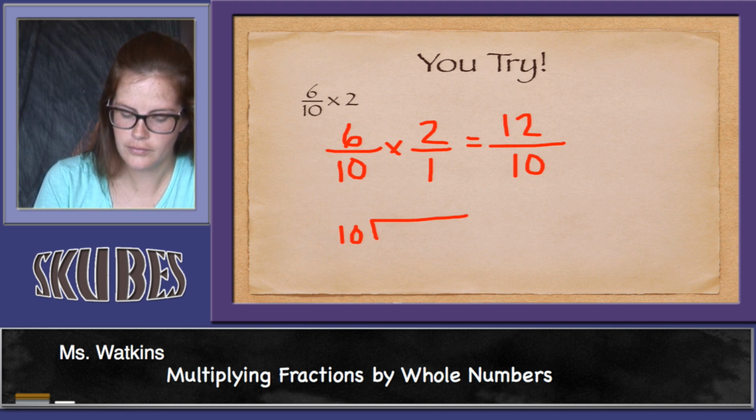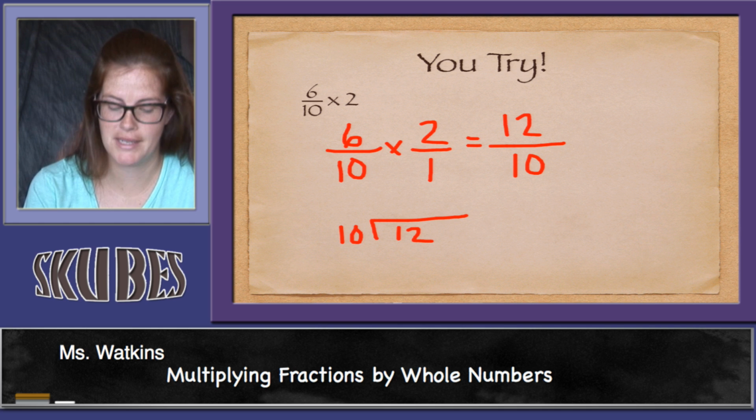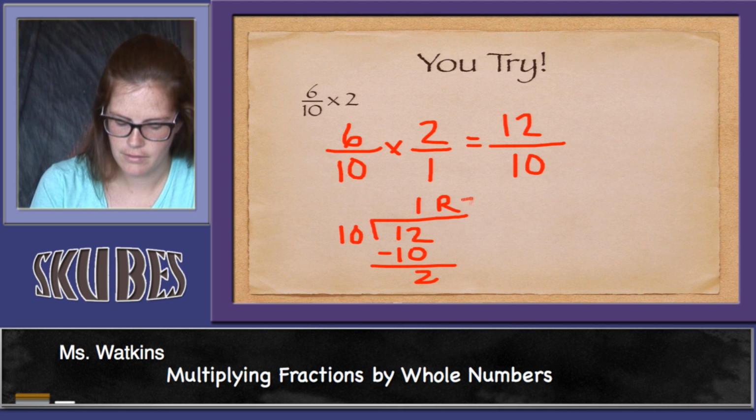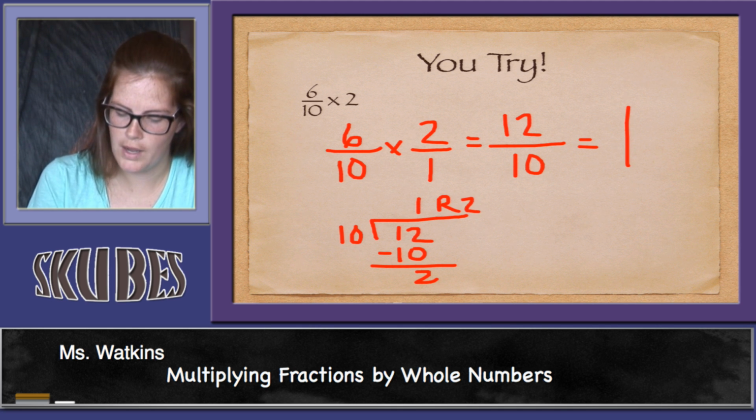Now, we can divide so that we can rewrite it as a mixed number. 10 will go into 12 one time. 1 times 10 equals 10. Subtract. So our answer is 1 2/10.